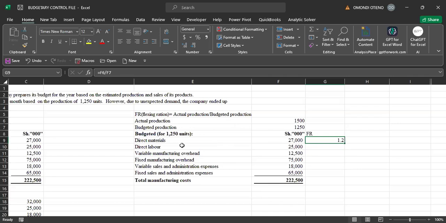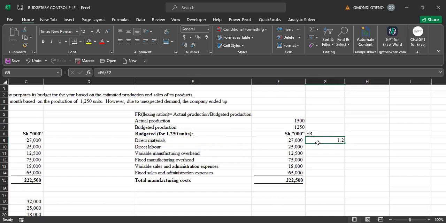the variable components. The fixed component will not be flexed. The fixed costs are normally constant. So whatever will be affecting our total cost or the variable cost is only the variable component. That is, direct material will depend on the units of output. Direct labor cost will depend on the units of output, and therefore it is only the variable components that are normally affected by the flexing ratio. So let me autofill it here.